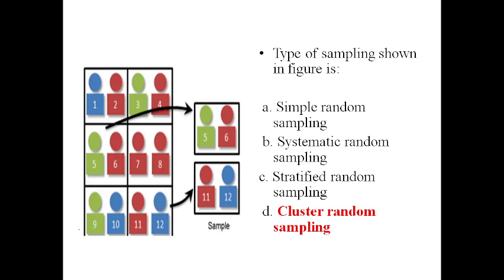Next one is, what is that? That is a sampling technique. Types of sampling shown in the figure. Answer is cluster random sampling. So in research, there are two sampling techniques: probability sampling technique and non-probability sampling technique. The cluster sampling technique is a probability sampling technique.